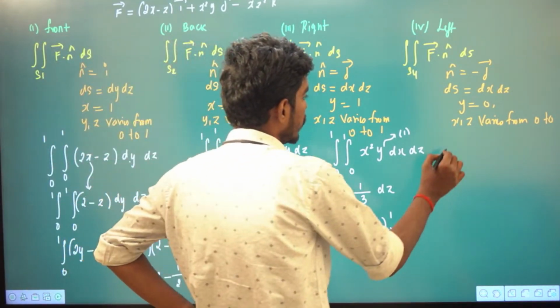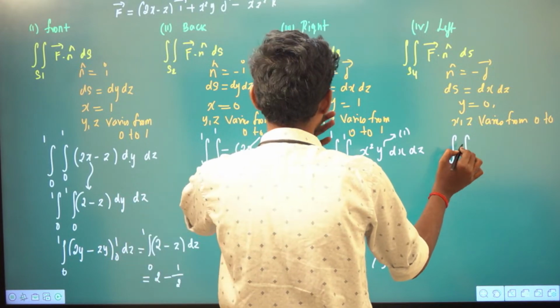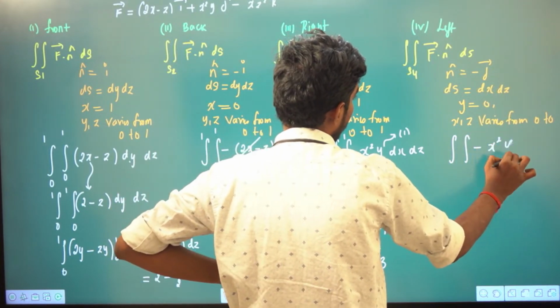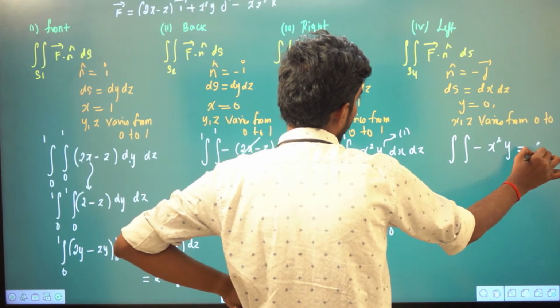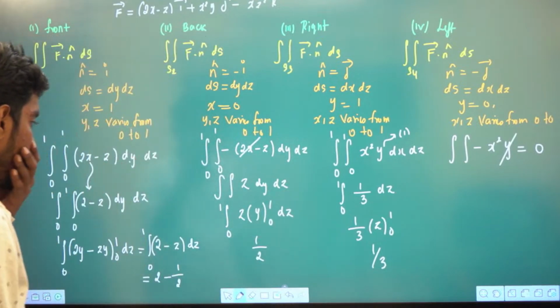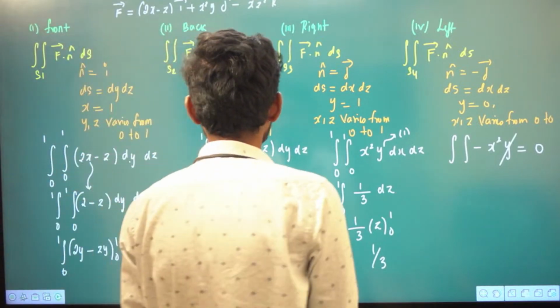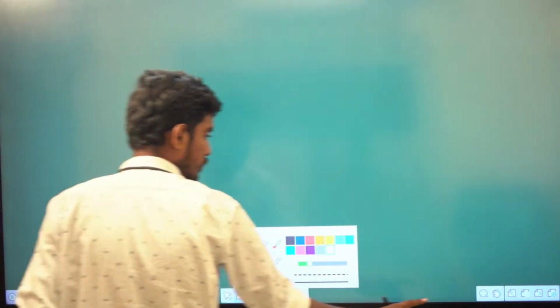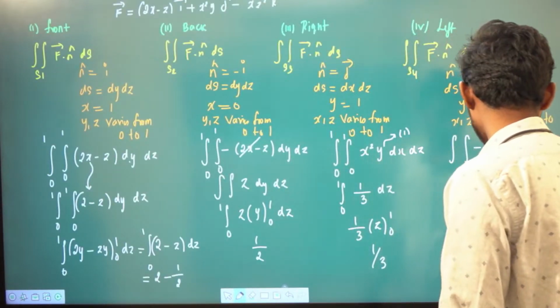Now for left, double integral over S of F dot n cap, where n cap is minus j. So we'll have minus x square y. This will always be 0 because y is 0. So 1 by 3 is your right. Now similarly, we need to find up and down.